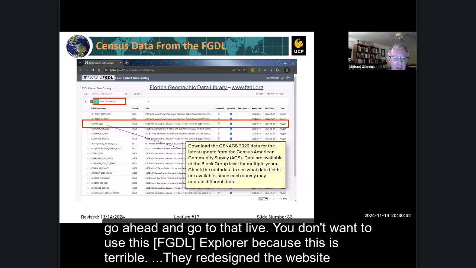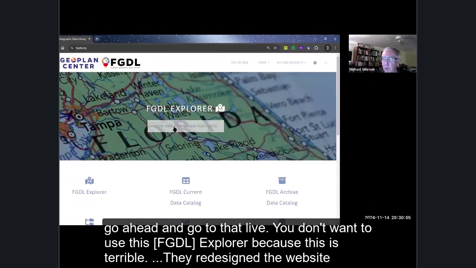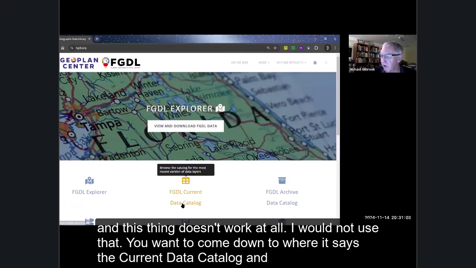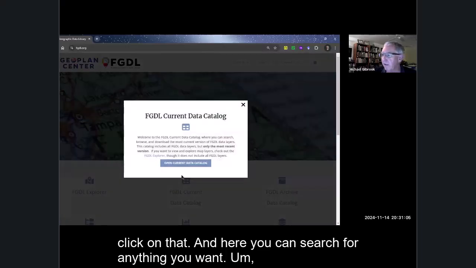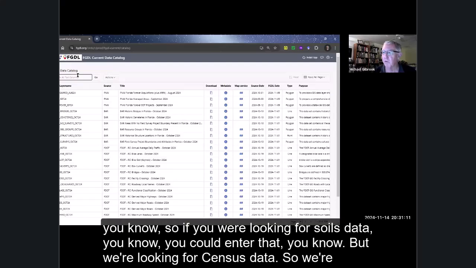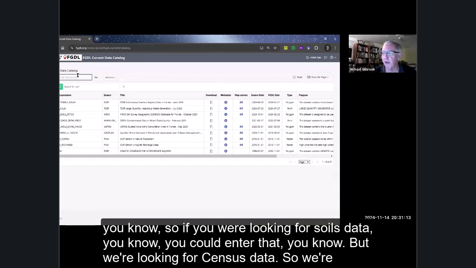Let me go ahead and go to that live. You don't want to use this Explorer because this is terrible. They redesigned the website and this thing doesn't work at all. I would not use that. You want to come down to where it says the current data catalog and click on that. And here you can search for anything you want. So if you were looking for soils data, you could enter that, but we're looking for census data.